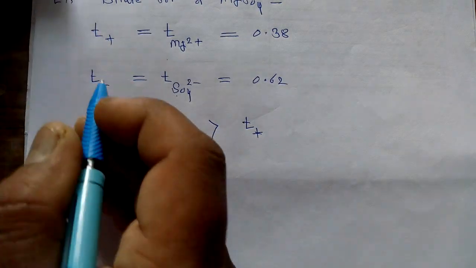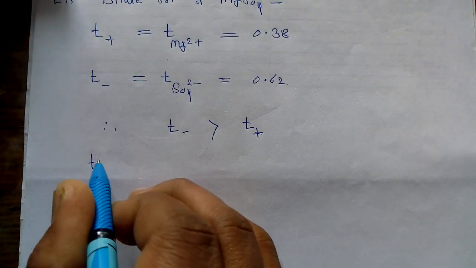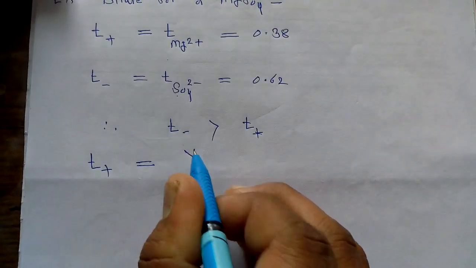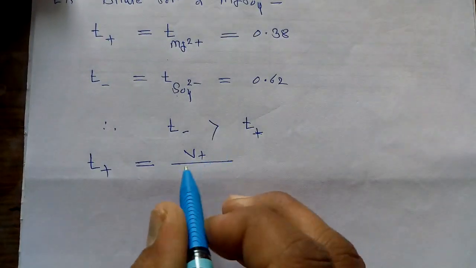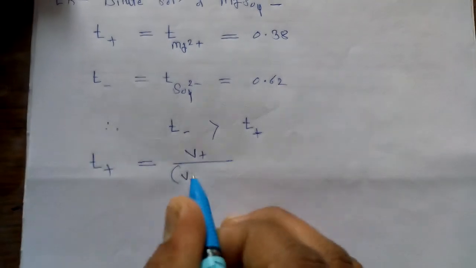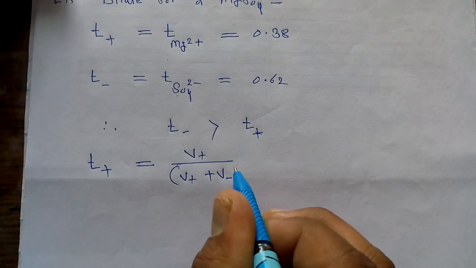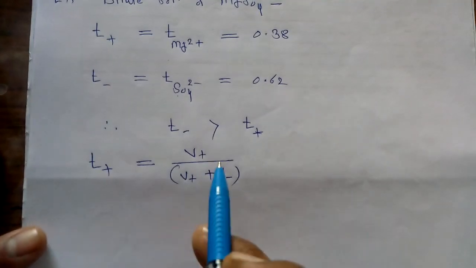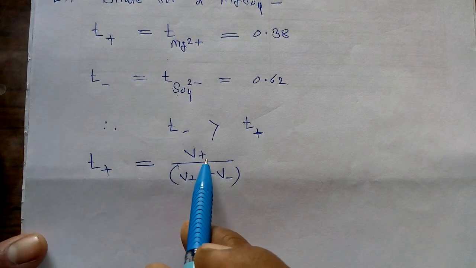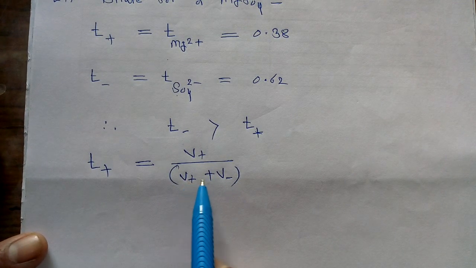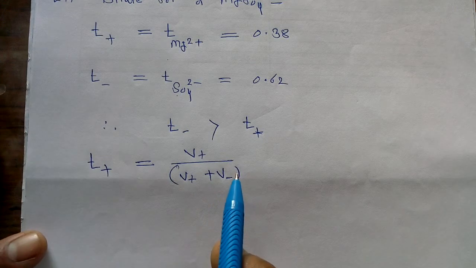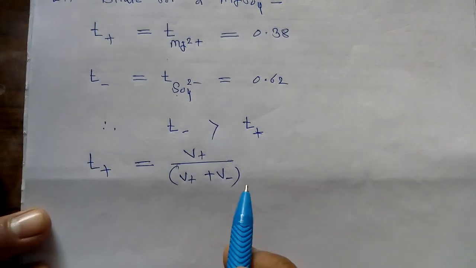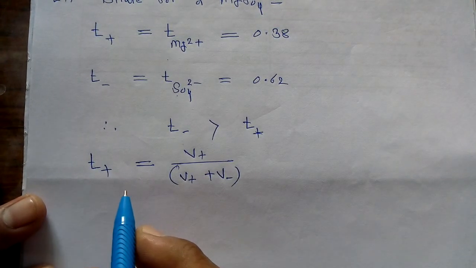So the transport number of the cation, t plus, is equal to v plus divided by v plus plus v minus. Now in this case, v plus stands for the absolute velocity of the cations present in an electrolytic solution, and v plus plus v minus is the summation of the absolute velocities of cations plus anions. So by using this equation, we may calculate the transport number of the cations.